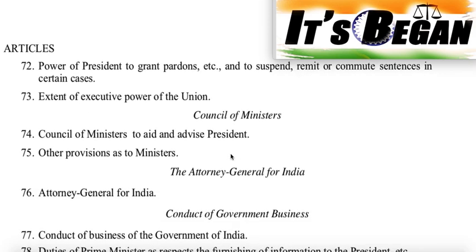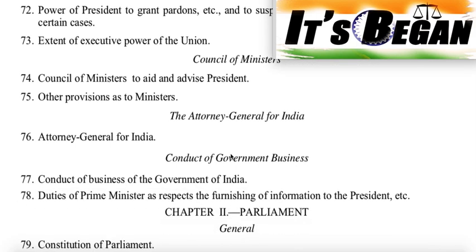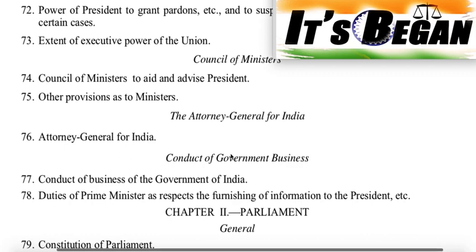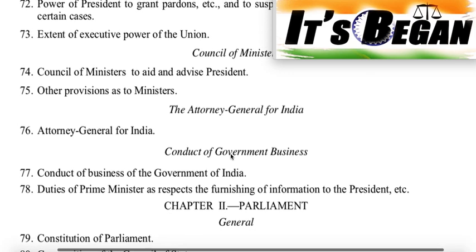The Attorney General for India. Article 76 Attorney General for India. Article 77 Conduct of business of the Government of India. Article 78 Duties of Prime Minister as respect the furnishing of information to the President, etc. Chapter 2 Parliament. General. Article 79 Constitution of Parliament.